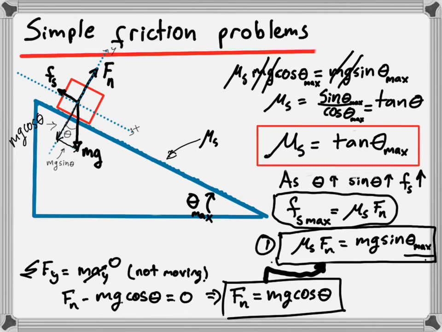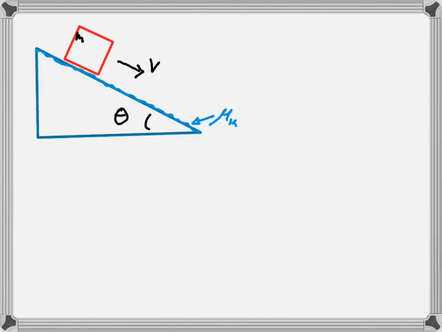Okay, so that's a nice result. Now we're going to look at the situation when the block is already sliding. If the block is already sliding, the friction is not going to be static, it's going to be kinetic. So let's take a look at that situation.